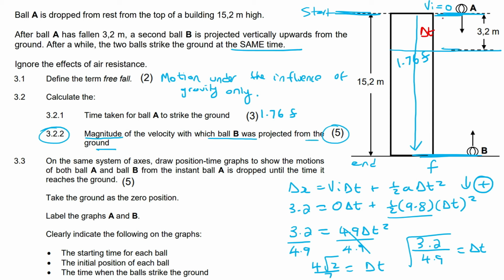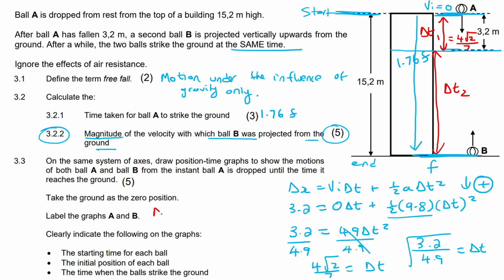This time here is 4 square root 2 over 7. So what this now means is I know that from here to here, it takes 1.76 seconds. From here to here, it takes that many seconds. So if I subtract these two values, then I know the amount of time that ball A takes from here to here. I'll call that part delta t1, and this part here I can call delta t2.